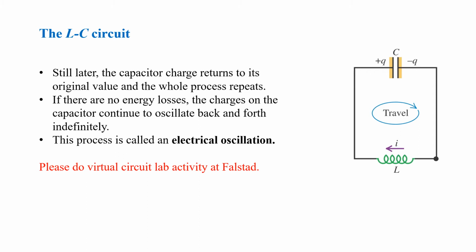Still later, the capacitor charge returns to its original value and the whole process repeats. There are no energy losses. The charge in the capacitor continues to oscillate back and forth indefinitely. This process is called your electrical oscillation. There is a virtual lab activity for this one so that you can observe the current in your LC circuit. Please do the virtual circuit lab activity at Wellstud.